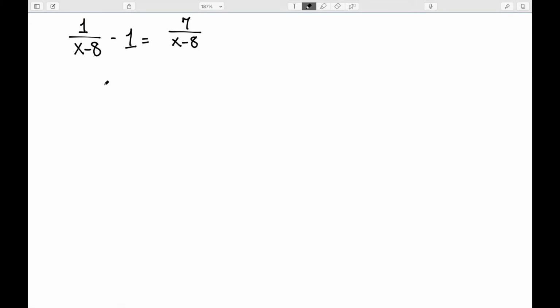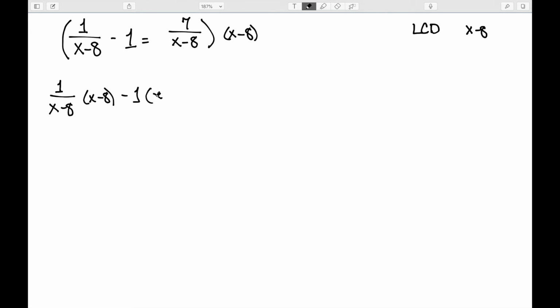1 over x minus 8 minus 1 equal to 7 over x minus 8. So here my least common denominator, the only thing on the bottom of a fraction is x minus 8. So I'm going to multiply everything by x minus 8. Well, that means I have 1 over x minus 8 times x minus 8 minus 1 times x minus 8 is equal to 7 over x minus 8 times x minus 8.